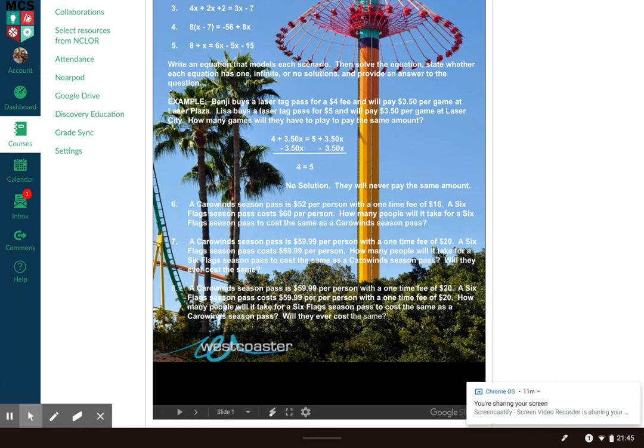So as you see here, the equation was set up explaining Benji and Lisa. And then we did the math, and 4 equals 5. That's no solution. They will never pay the same amount. Okay? So this is how all of your answers should look. I should see an equation. I should see an answer. I should see either no solution, one solution, or infinitely many solutions. And I should see a statement such as they will never pay the same amount, or whatever explains your scenario.